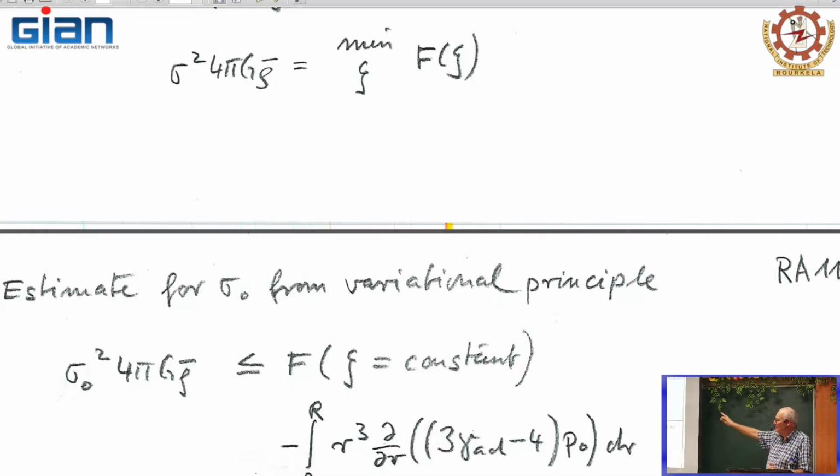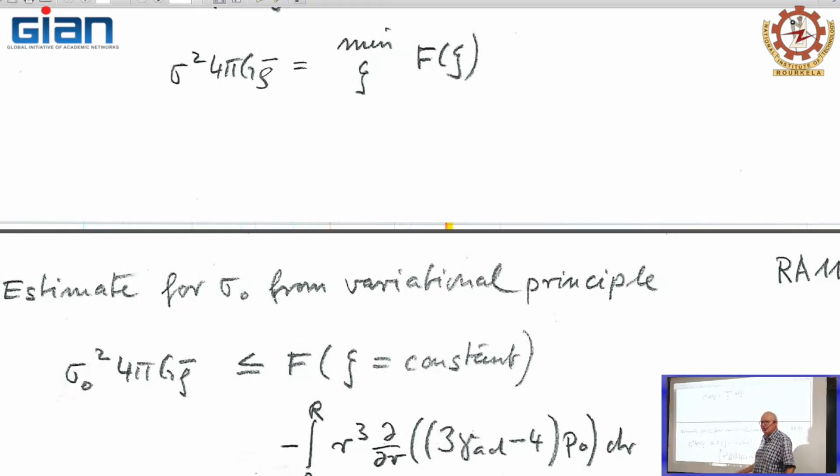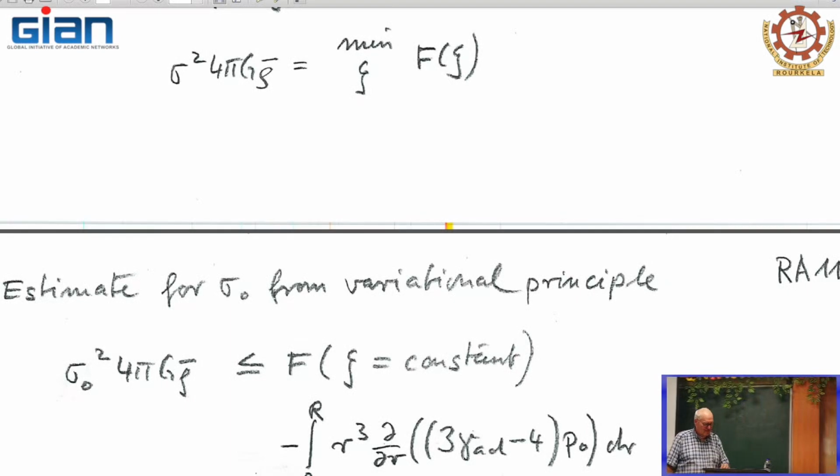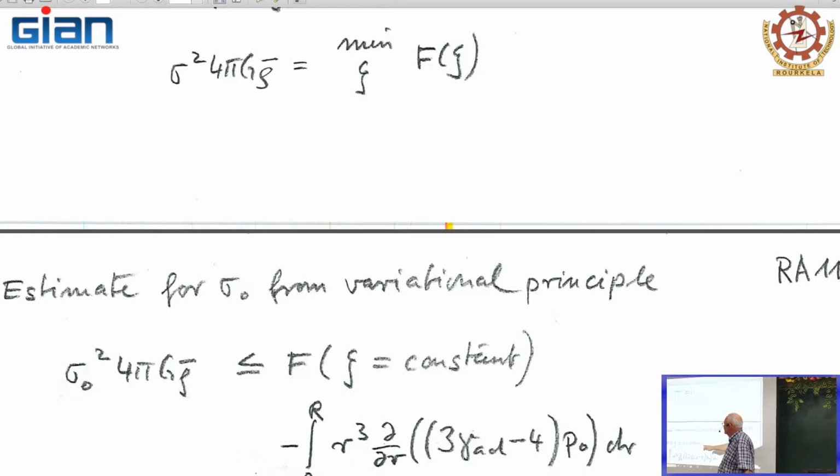Inserting in the functional any function, some crazy function, the value will be bigger than the absolute minimum of that functional. That means we could take as a trial function a constant, zeta equal to constant, insert this, then the value of the functional for constant zeta must be bigger than the lowest eigenfrequency sigma naught squared.